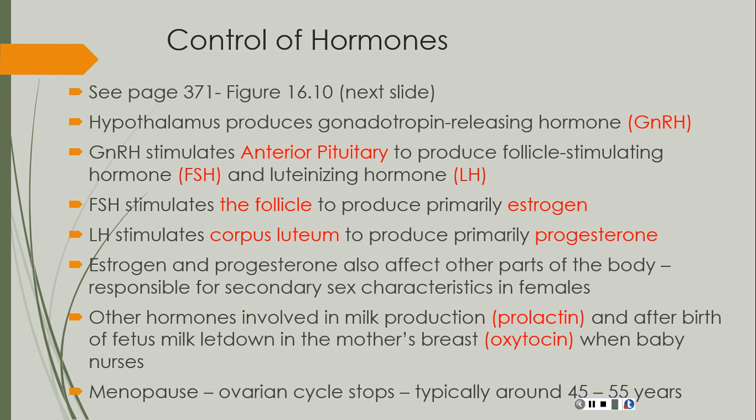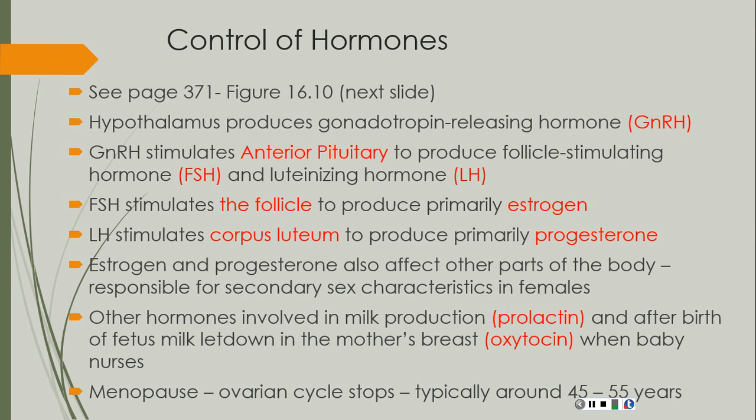So control of hormones, again, just like for males, for females, the hypothalamus produces the gonadotropin releasing hormone, and it stimulates the anterior pituitary to produce the follicle stimulating hormone and the luteinizing hormone. Now for women, the follicle stimulating hormone stimulates the follicle to produce primarily estrogen, whereas the luteinizing hormone stimulates the corpus luteum to produce primarily progesterone, as we just looked at in that last slide.